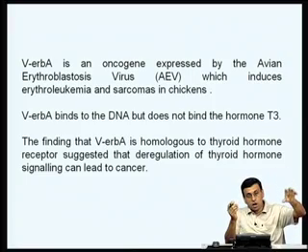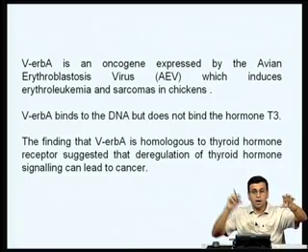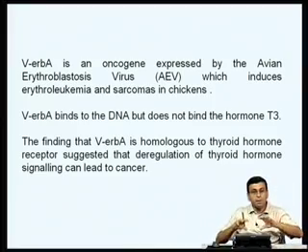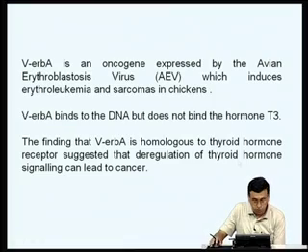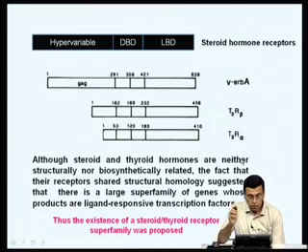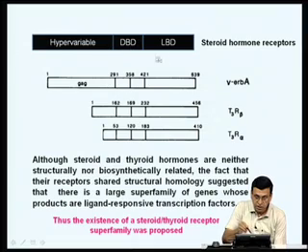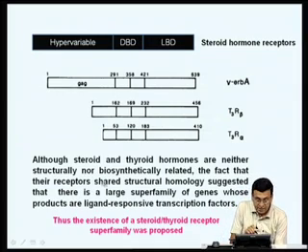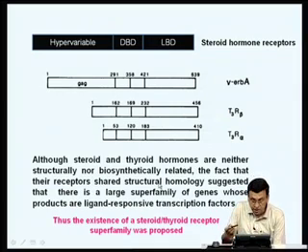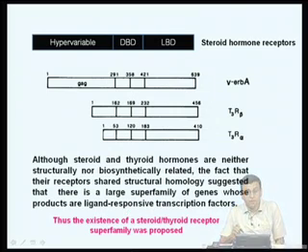So, on one hand you have steroid hormone receptors, you have a thyroid hormone receptor, and you have cancer. So, they found a common link between three different areas of research. This is a very important observation. So, the steroid hormone receptors share the same kind of domain structure with vERBA or the thyroid hormone receptors, and although steroid and thyroid hormones are neither structurally nor biosynthetically related, the fact that their receptors share structural homology suggested that there exists a large superfamily of genes whose products are ligand responsive transcription factors.